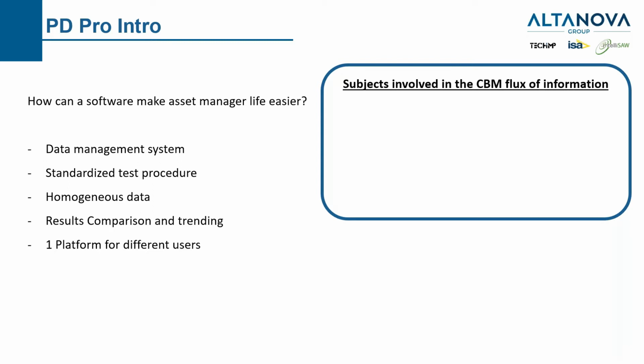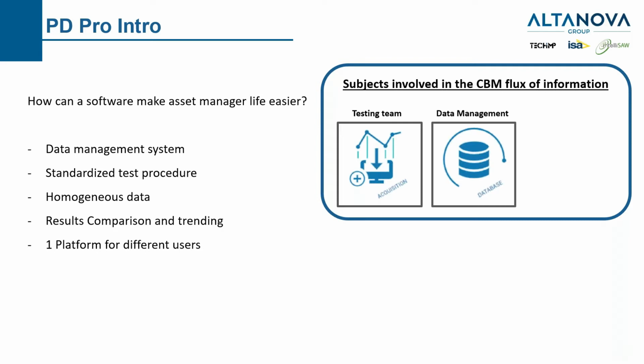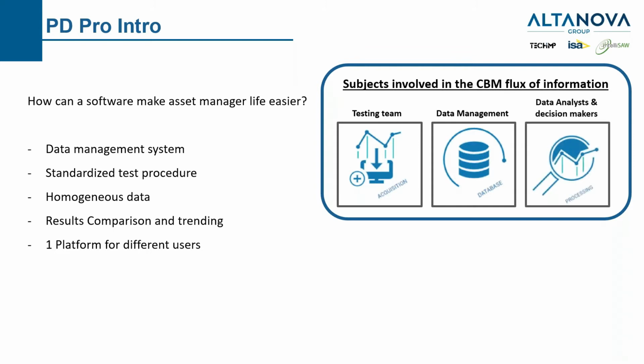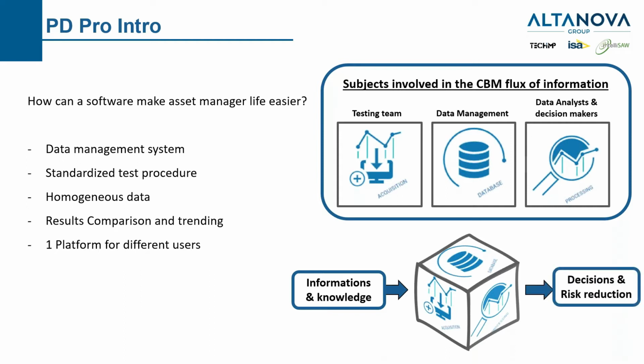The main groups that can be part of the process are the testing teams, who will take care of acquiring data; the data management, so the history of the asset, how the asset has developed during the years, what interventions and maintenance were made; and in the end, the analysis of the data and the decision makers. All these different sides of the problem can be put together in the PD Pro, and we have information and knowledge entering the system, and we should have decision and risk reduction as an output of the system.